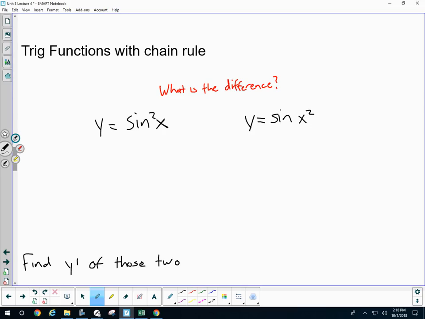Other compositions occur with trig functions. We have two different types of compositions. I have sine squared of x and the sine of x squared. The key to the difference of these two is how you would write them with parentheses. We should know by now that the sine squared of x can be written as the sine of x quantity squared. Whereas the sine of x squared would be written as the sine of x squared.